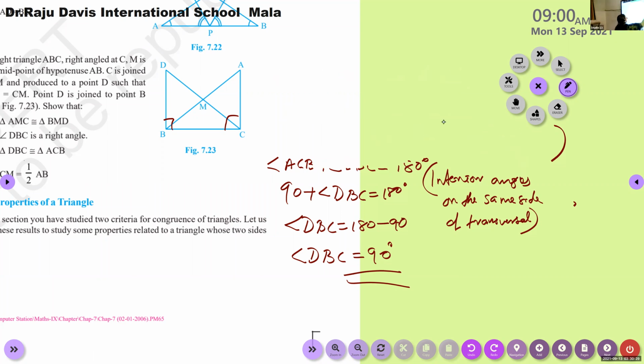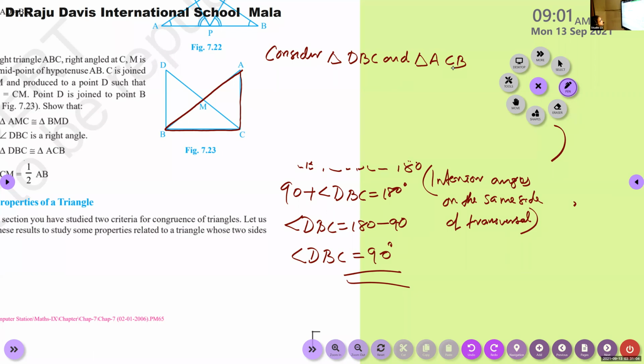Triangle DBC. Move your fingers through DBC. This is the triangle DBC, and triangle ACB. Understood? Which are the triangles we are considering? Consider triangle DBC and triangle ACB.